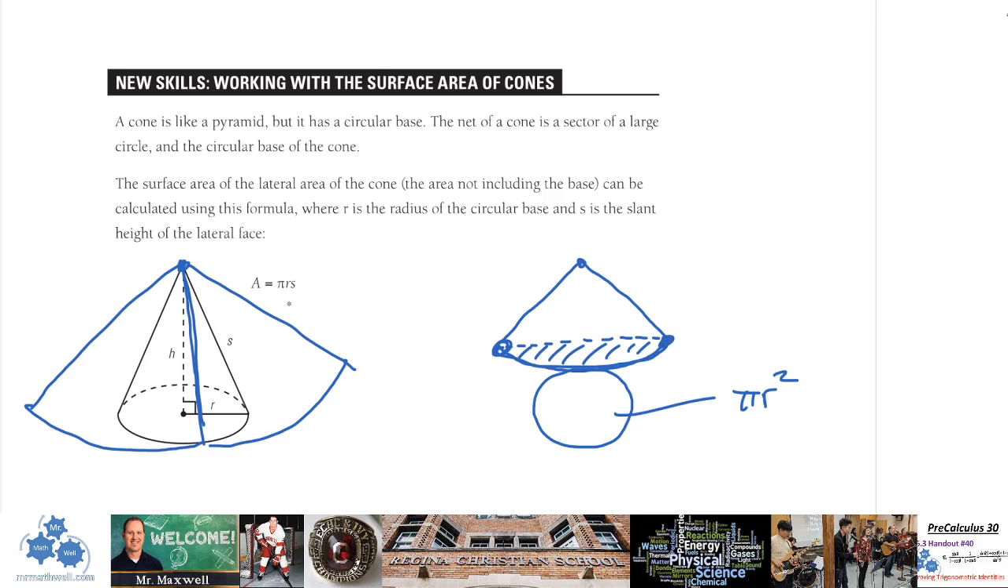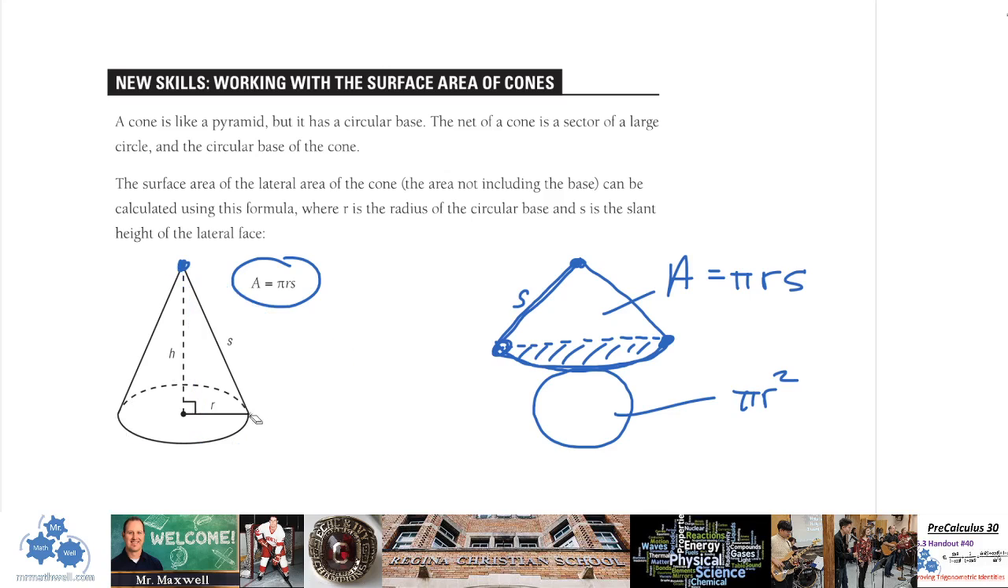So there's a special area for this part right here, and it is pi times r times s, which is the slant height. So here is s. I'll clean this diagram up a bit. The slant height goes from the edge of the circle to the point. And notice that the slant height, the radius, and the height of the cone all make a nice right triangle. So h, r, and s are all related through Pythagoras' theorem.